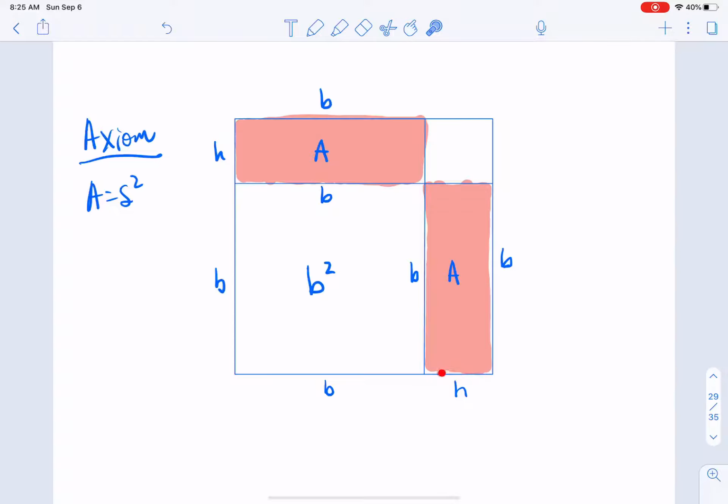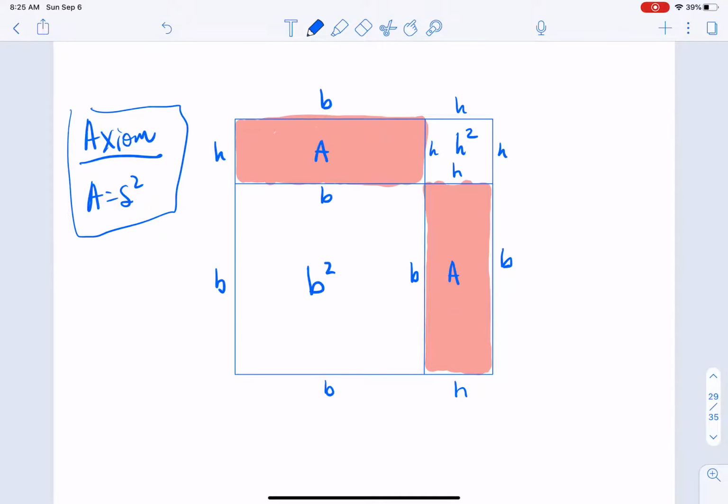This length here is H, which means on the rectangle, this top one must be an H, which means that this one must also be an H. So put H's everywhere. So this is an H, this is an H. Likewise, H, H, and H. Throw some more H's in there. H and H. Hey, we have another square over there, and by our axiom, its area must be H squared.